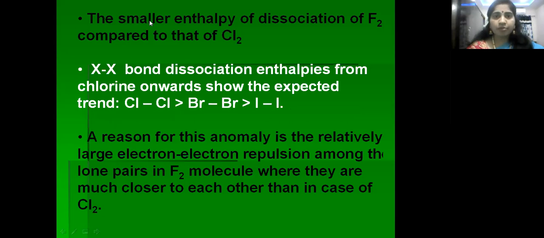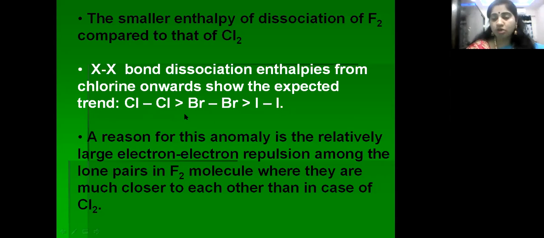Next, some more physical properties. Let us see. The enthalpy of dissociation of fluorine is smaller compared to that of chlorine. See here, as we go top to bottom, atomic size increases. As atomic size increases, bond length also increases in the molecule. Is it not? If we consider the chlorine-chlorine bond length, it is less when compared with bromine and iodine. In the case of iodine, the bond length is more. Why? Because iodine has a bigger size. The distance between two nuclei in a molecule is called bond length.